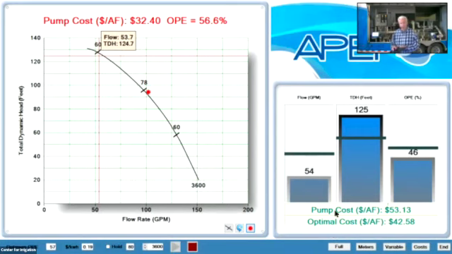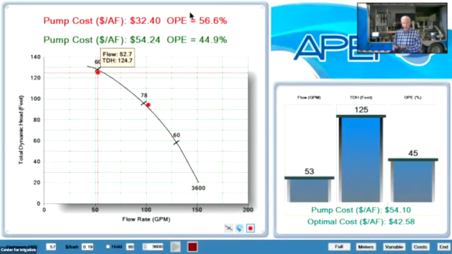And look at our pump cost. If I plug that in, let's compare them now. We got 45% efficiency. We're off 20% on efficiency. Our costs went from 32 to 54, increased dramatically. And our irrigation system that required 100 gallons a minute or 103 is now only getting 51, so our irrigation system is not working very well.